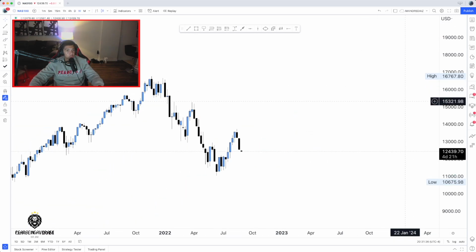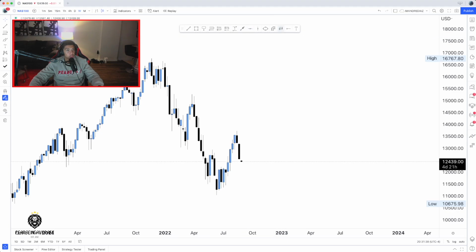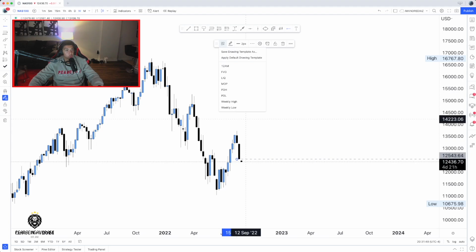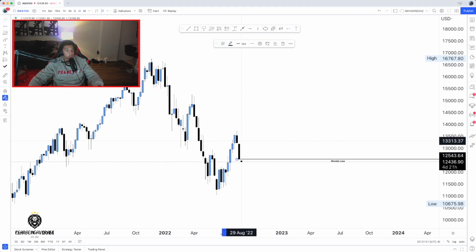So first thing I want to do is mark up last week's highs and last week's lows. So we have the low, which is right here because the market closed when it was really bearish. So it kept moving lower when it closed. That's why there's not a big wick or anything. So we got the weekly low.